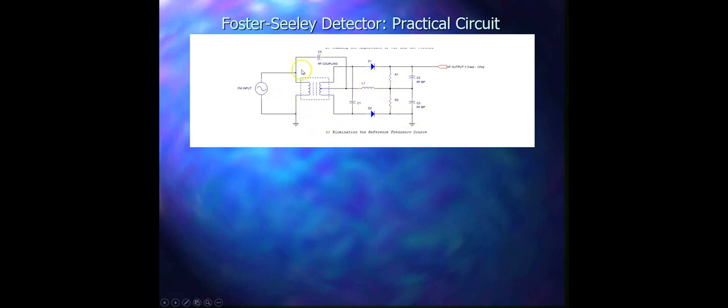This Foster-Seeley detector does not reject AM, amplitude modulation, which is basically its disadvantage, since most noise is in the form of amplitude disturbance. To prevent this, a limiter stage must be used to keep any amplitude-modulated noise from reaching the circuit. So you can use the limiter.